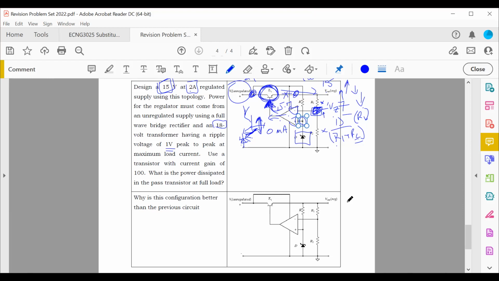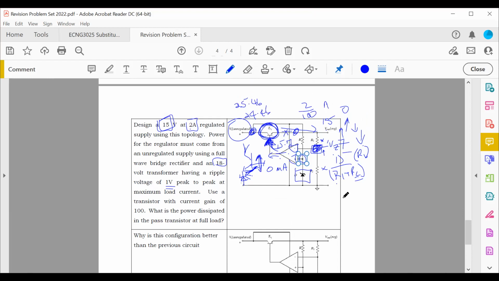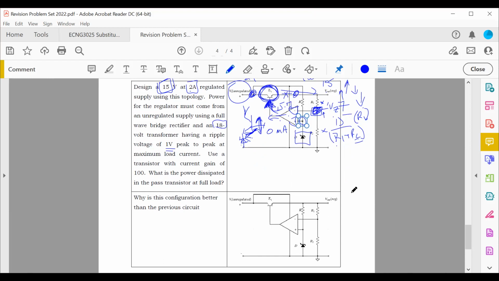Do you understand the previous one, like how it does work fundamentally? Not 100%. Which one? The op-amp one? Go back, the second reason: the configuration, why this is better than the previous one.